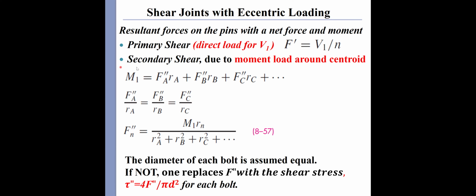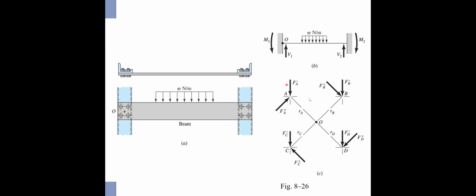And the secondary shear is due to the moment load around the centroid. Of course the centroid's location is here, because it's symmetric. So if we regard this force, you have two resultants, V1 and V2. If we only look at one end here, when we move this force here, there must be a moment.